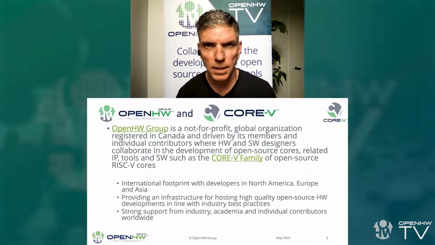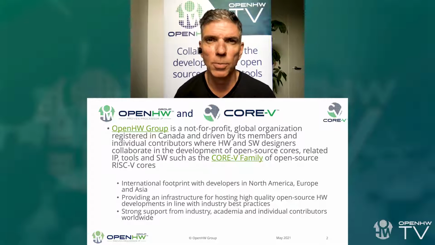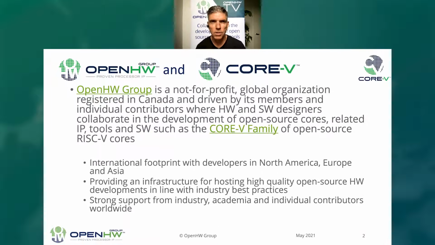Before we get into the content of today's session, I'll provide a quick overview of the OpenHW Group and how we're structured. So the OpenHW Group is an international nonprofit ecosystem registered in Canada, where hardware and software designers can collaborate on open source hardware IP, such as the CORE-V family of open source RISC-V cores. We have an international footprint with developers around the world. And the focus is really on creating high quality hardware IP that can be used in high volume production SoCs in line with industry best practices for how these IP blocks are verified.